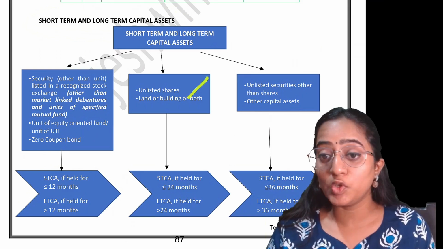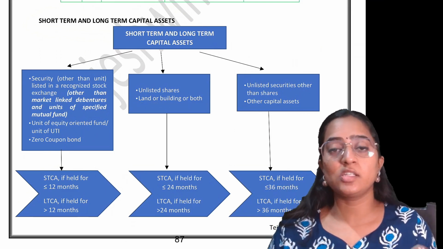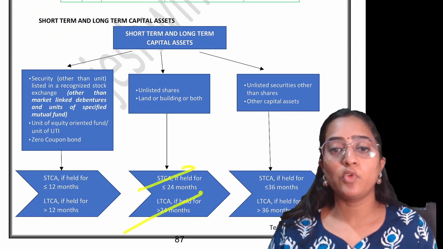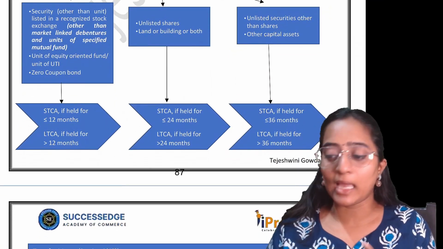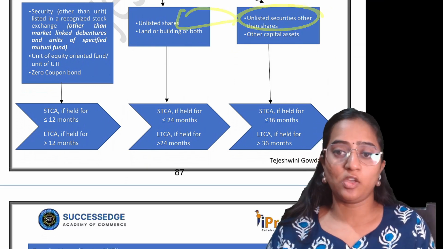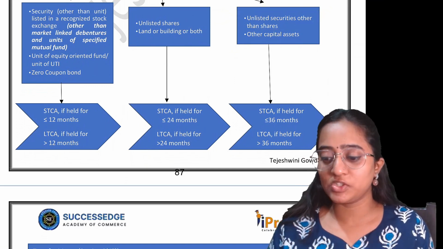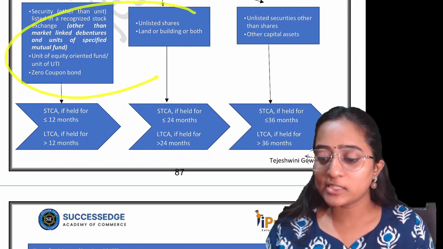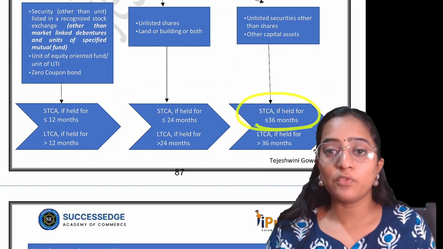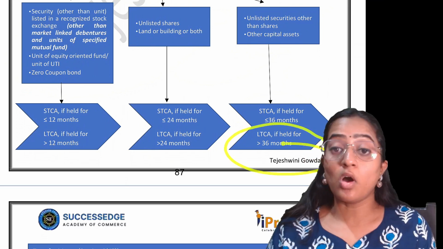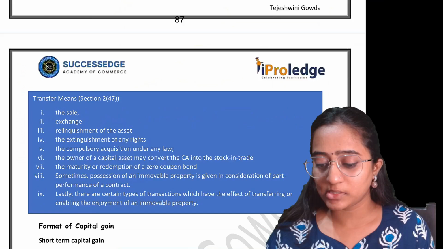Unlisted shares, not unlisted units of mutual fund, only unlisted shares, and land or building, if you are holding it for a period less than or equal to 24 months, short term, more than 24 months, long term. Unlisted securities other than shares, and other capital assets like jewelry, archaeological collections, whatever is the capital asset, excluding these will be coming under the third category. If it is held for a period less than or equal to 36 months, it is a short-term capital asset. Long-term capital asset, if it is held for a period more than 36 months. Okay, this is the point.